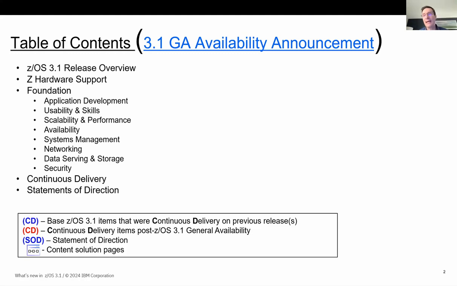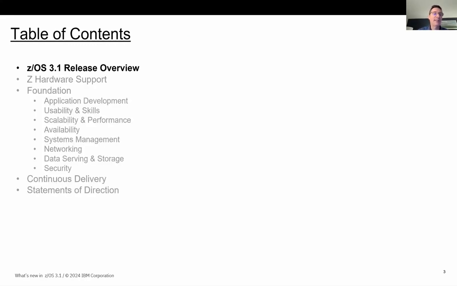So you might see that, and in some cases, even those things that were delivered after the GA of 3.1 could have been rolled back to potentially zOS 2.5 or even zOS 2.4. Okay. All right, so let's talk about the release overview.